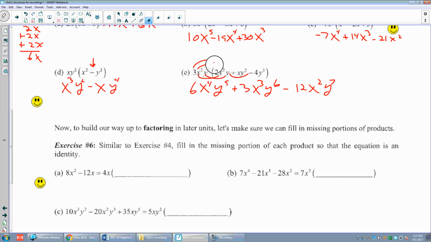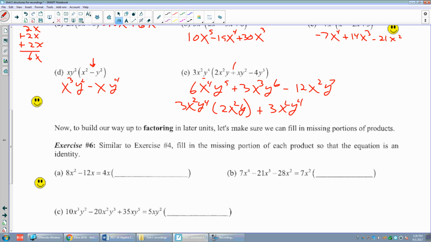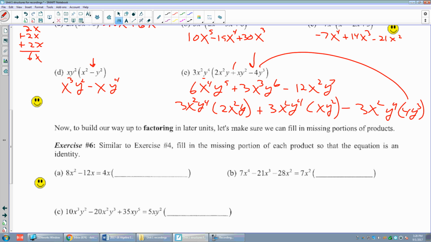What did I do? I promise you I was going to be going faster here, but I can't. Okay, what did I do? I did 3x squared y to the fourth times 2x squared y. Then I took that plus sign, plus 3x squared y to the fourth times x y squared. Then I took that minus 3x squared y to the fourth times 4y cubed. So that 4y cubed went there, that went there, and that went right there. Hey, if you're confused, ask me, okay?